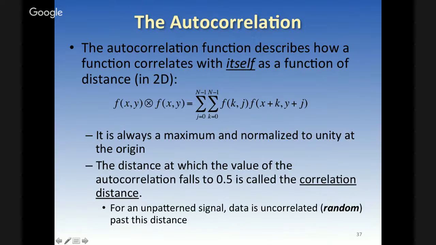And this function always has a maximum when the two functions align, so they're aligned at 0, and we normalize that value at 1 right at the origin. And the distance where that value falls to 0.5 is called the correlation distance. That's considered to be the distance over which you have to move your data so that data inside doesn't correlate with itself, so that for an unpatterned signal in the image, the data is uncorrelated or random past that distance. And that affects dithering.